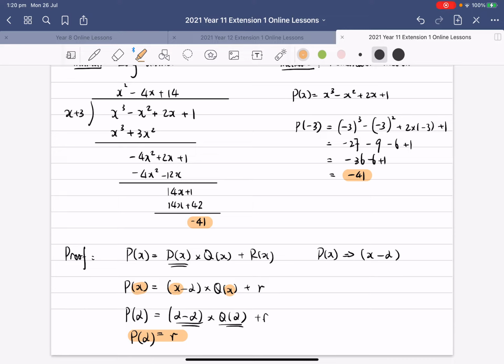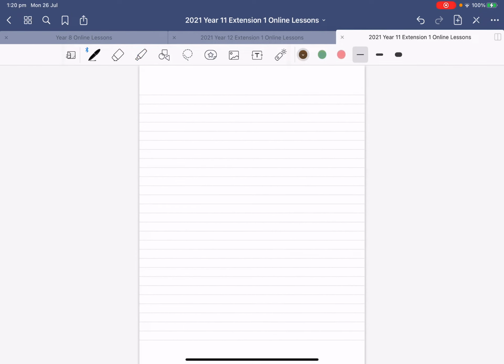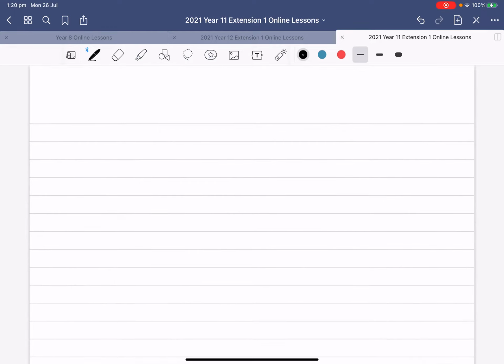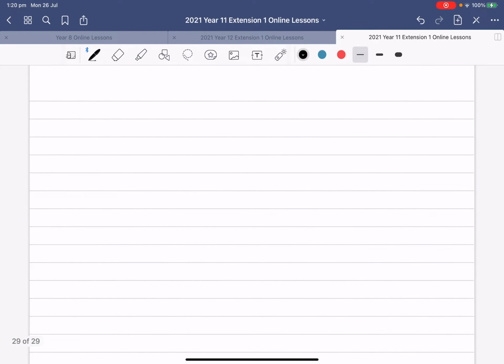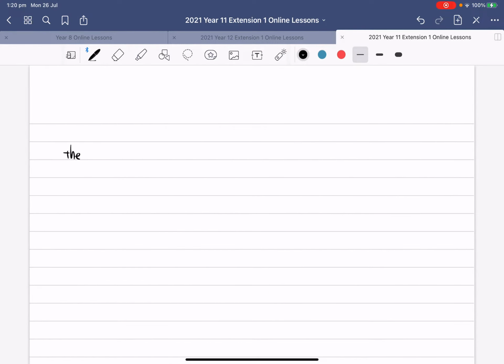The next one I would like to talk about is the factor theorem, which is of course more important than the remainder theorem. The factor theorem helps us factorize polynomials into different factors, and we can use those factors to solve the equation of the polynomial function. So we'll start with the factor theorem.